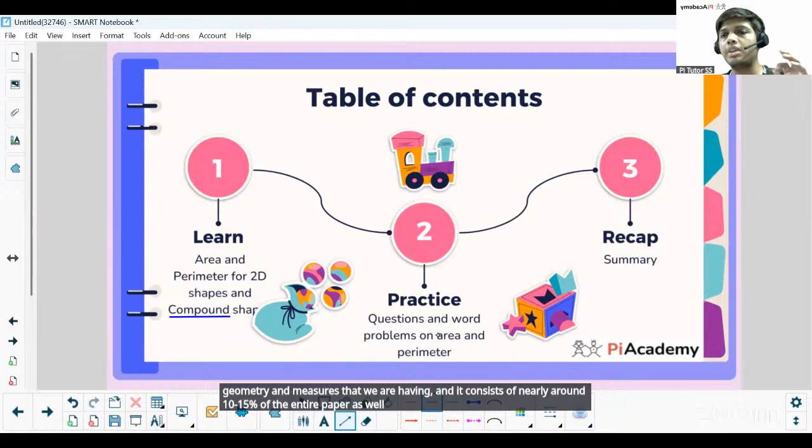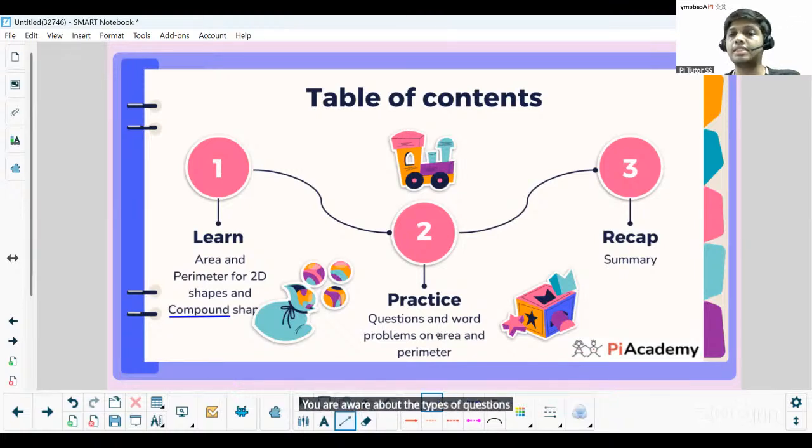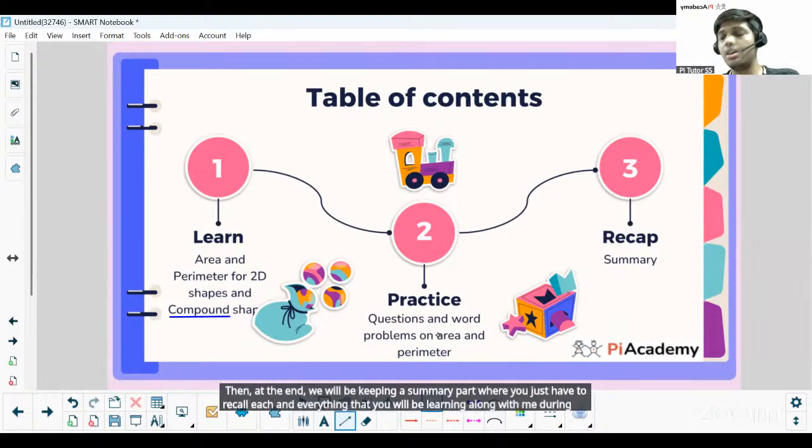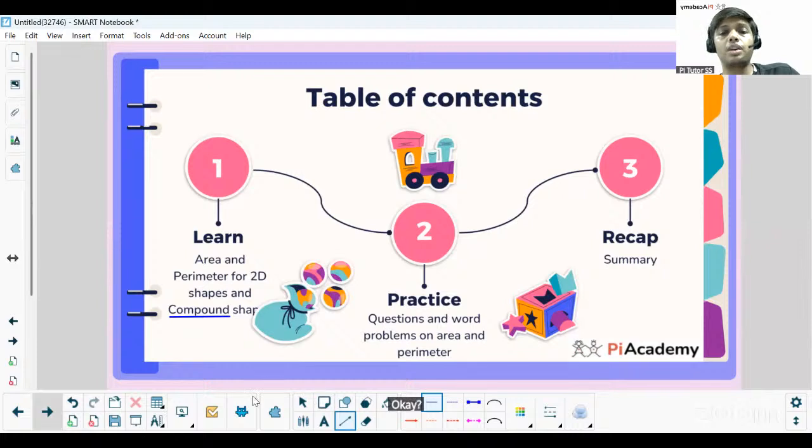So you need to make sure that you are aware of the types of questions which are present in the examination. Then at the end, we will be keeping a summary part where you just have to recall everything that you will be learning along with me during the session. Now, let us quickly look at the learning session.